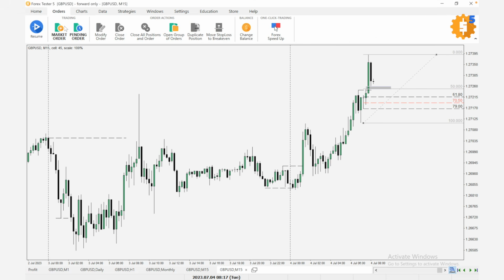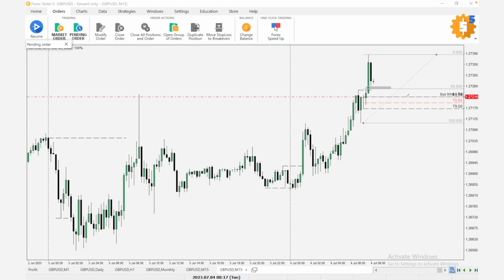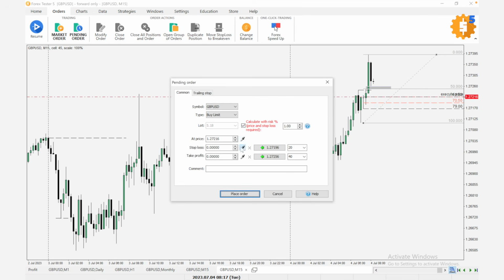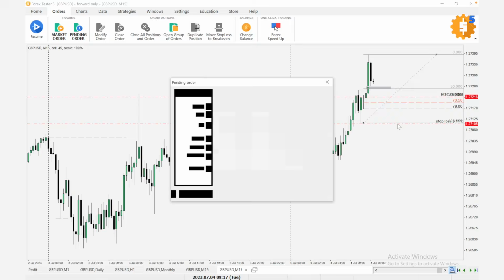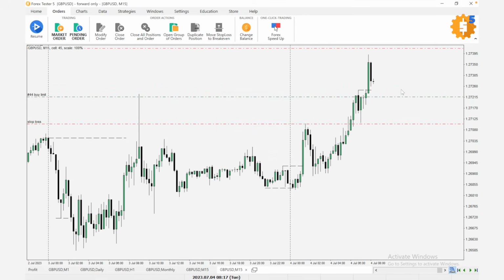So let's place a trade again. No market order, this is a buy limit order. And I'm going to buy at this price, stop loss below this low, and my profit target. And let's see how it plays out.